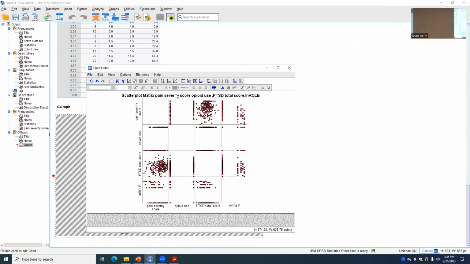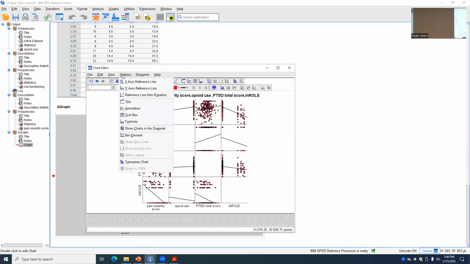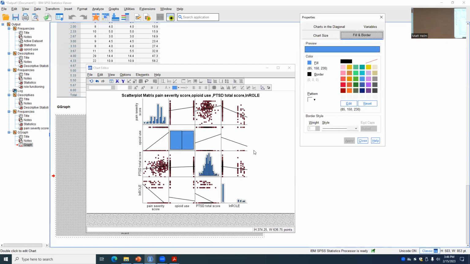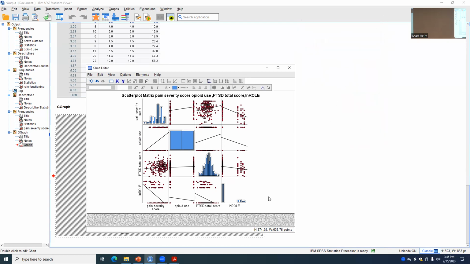Then I'm going to go to elements and click fit line and total. If I do that, it's going to give me a little regression line for everything, which is kind of nice. And then just as a reminder, I'm going to go to options and say show charts on the diagonal. Do that, and it's going to plop in my histograms across these, right?